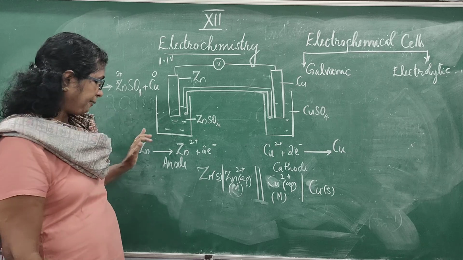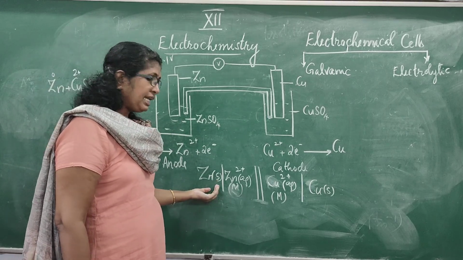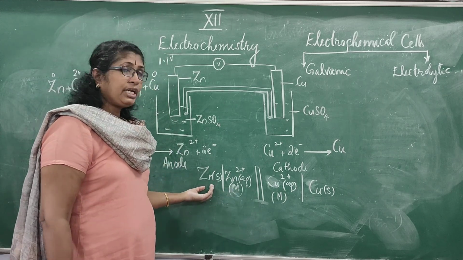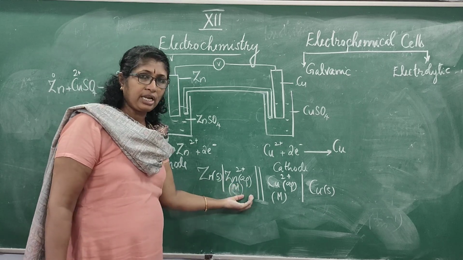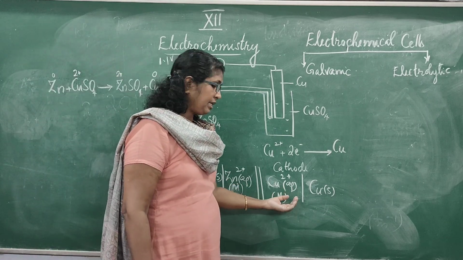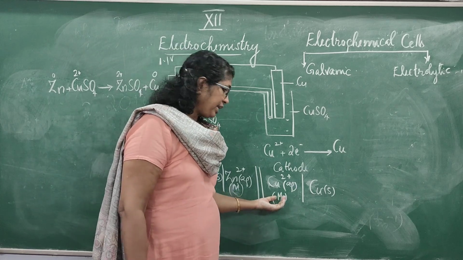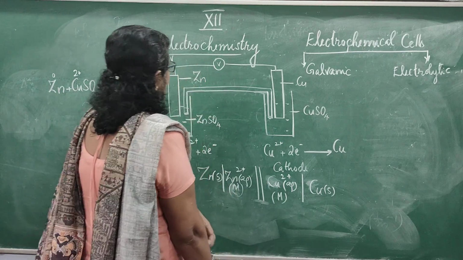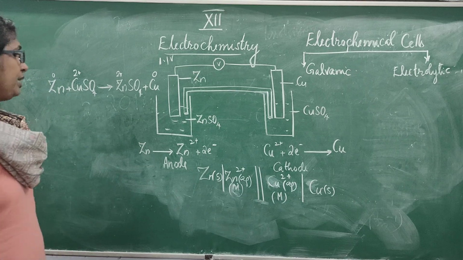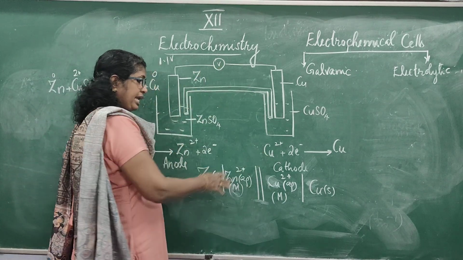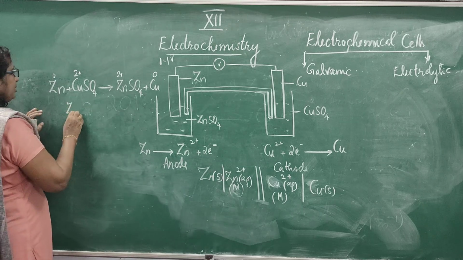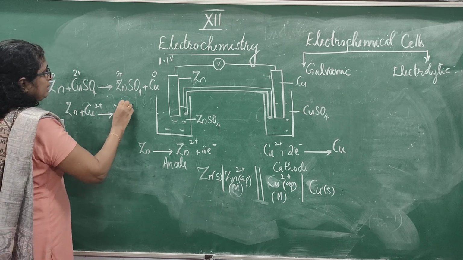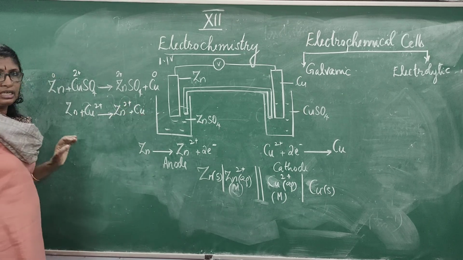Now how do you represent this cell? When you represent the cell, first write the electrode, then the electrolyte. That is, you write the oxidation half cell first, the electrode and then the electrolyte, then the salt bridge, then the reduction half cell, where you first write the electrolyte with the concentration, then the electrode. That is how a cell is usually represented. So this is a galvanic cell. Now this is the reaction taking place. The overall reaction is Zn + Cu2+ gives Zn2+ + Cu. This is the reaction that is taking place, isn't it?